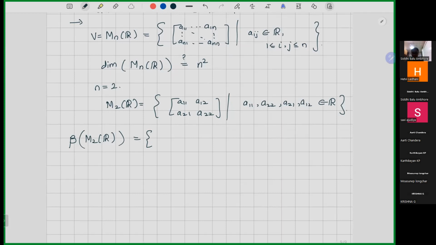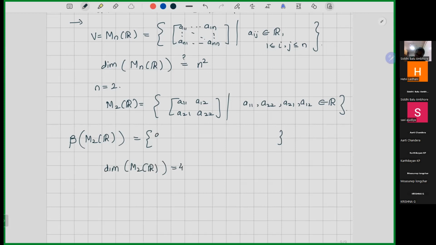You understand what basis is, right? It is a spanning set. Yes, Aarti said the basis has cardinality, I mean, the dimension of M2R is 4 in this case.